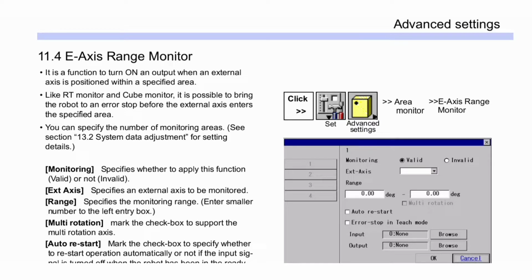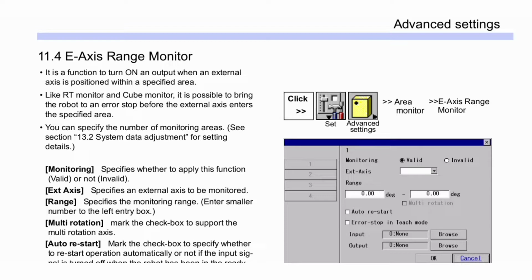It is a function to turn on an output when an external axis is positioned within a specified area, like RT monitor and cube monitor. It is possible to bring the robot to an error stop before the external axis enters the specified area. You can specify the number of monitoring areas. See section 13.2 System Data Adjustment for setting details.